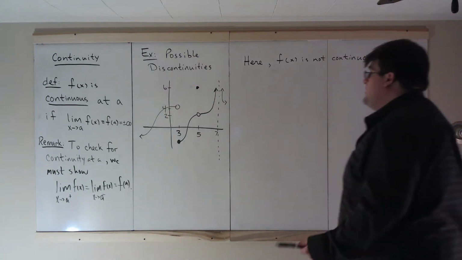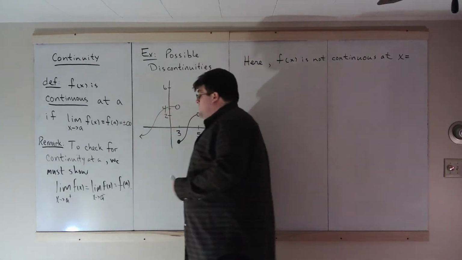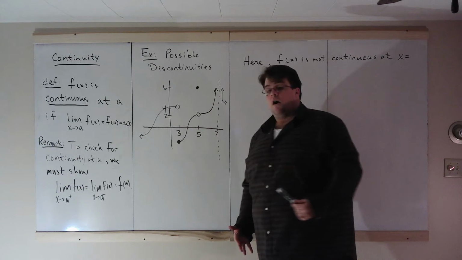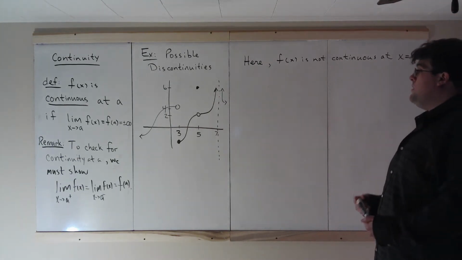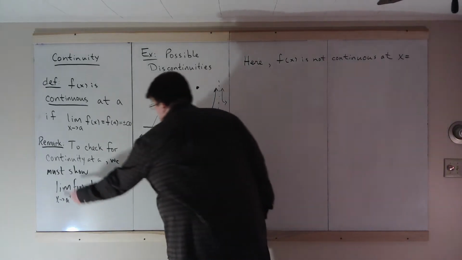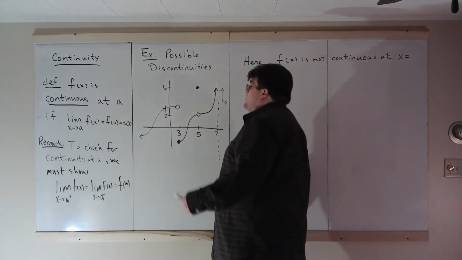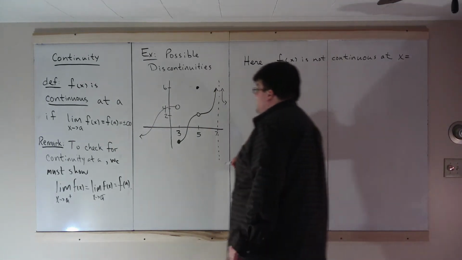So right there, in this string of equalities, there are a couple of places where things can go wrong. Before discussing continuity, we're going to discuss possible discontinuities, places where this string of equations could go wrong. To illustrate them, we'll look at this graph. Let's call it f of x.